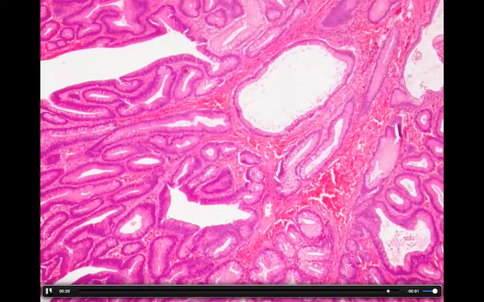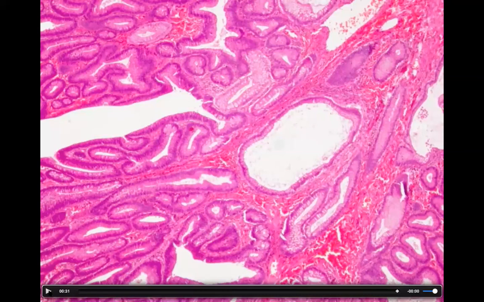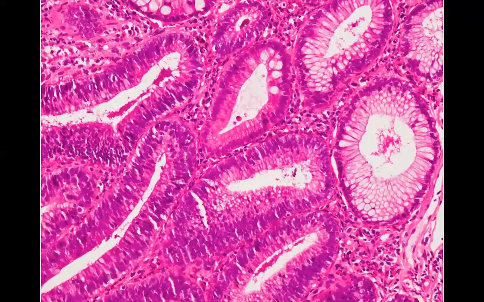And these adenomas, in addition to the tubular and villous pattern, are also going to show some degree of dysplasia. This dysplasia can be low grade or high grade dysplasia. So, what is the difference between a low grade and a high grade dysplasia?